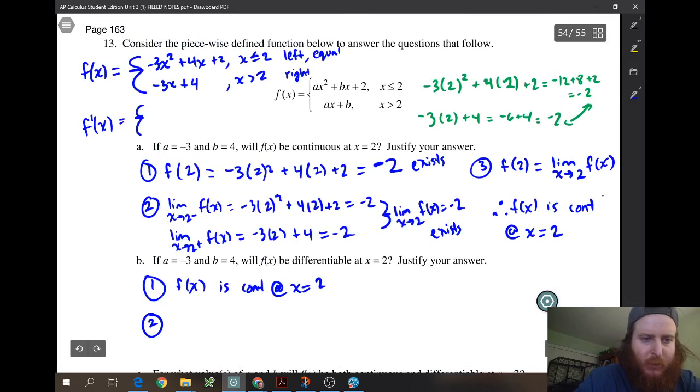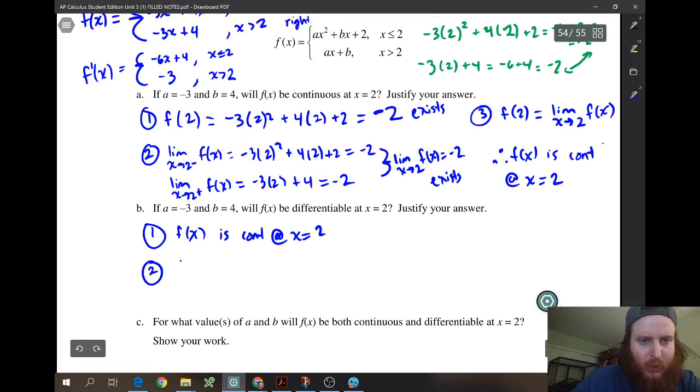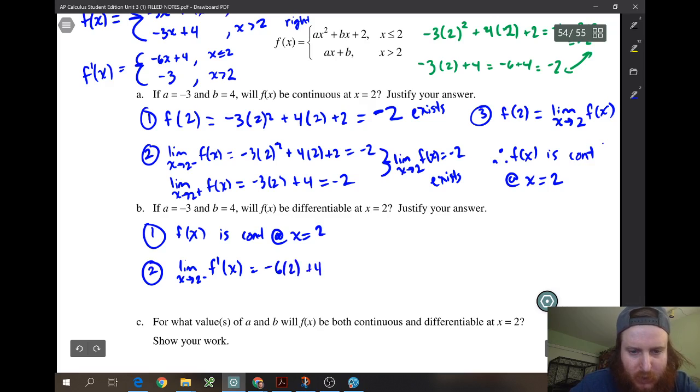So we're just going to rewrite the piecewise function, but with a derivative. So the derivative of negative 3x squared is negative 6x plus 4. That's going to be when x is less than or equal to 2. And then negative 3 when x is greater than 2. So the limit as x approaches 2 from the left side of f prime of x, that's going to be our top equation. So that's going to be negative 6 times 2 plus 4. That's going to be negative 12 plus 4 is negative 8.